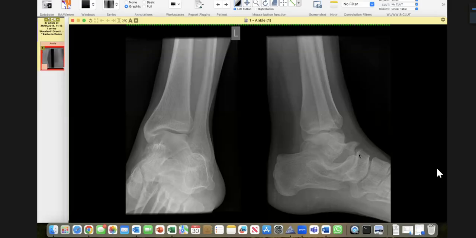So on plain film, once again, I repeat, the two most common coalitions are talocalcaneal and calcaneo-navicular. For calcaneo-navicular, the best plain film view is the oblique view of the foot. For talocalcaneal, in some blatant cases, definitely the C sign can be seen on a lateral, but the best view is axial. So that was the answer.